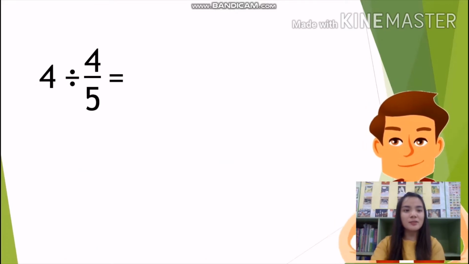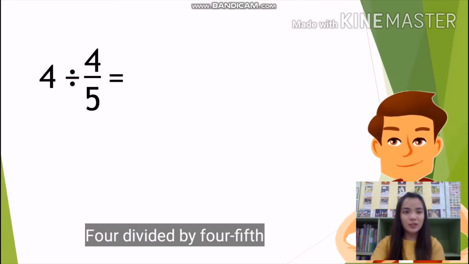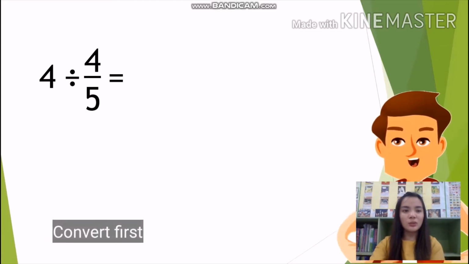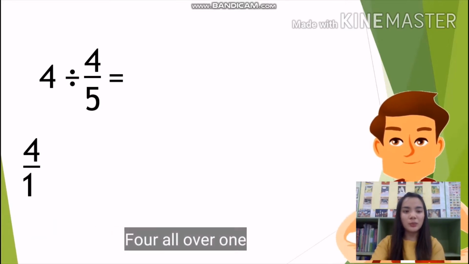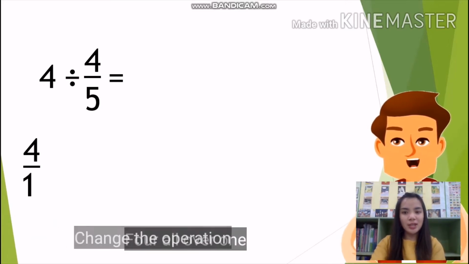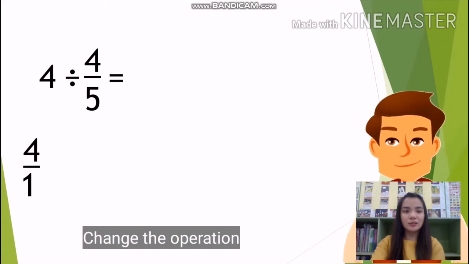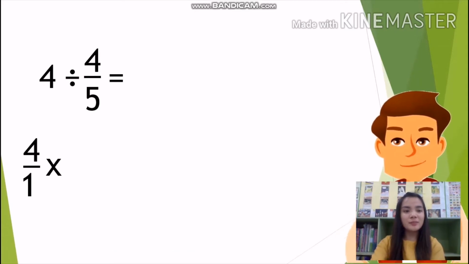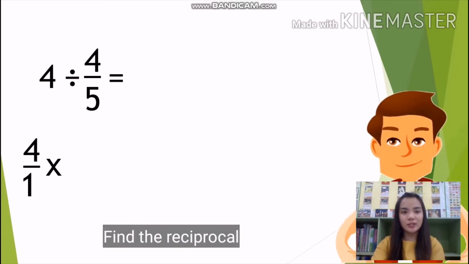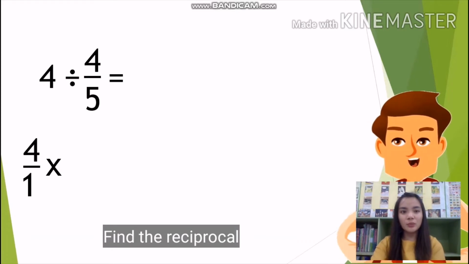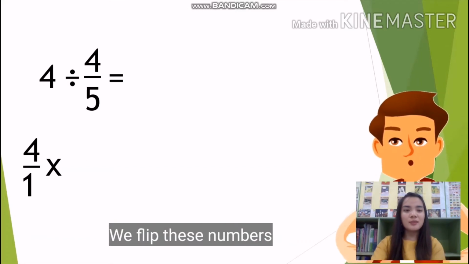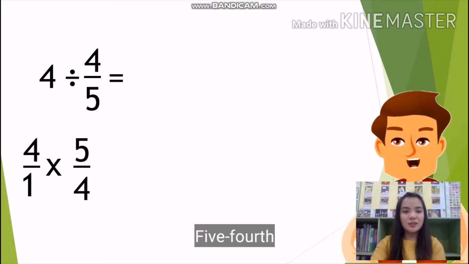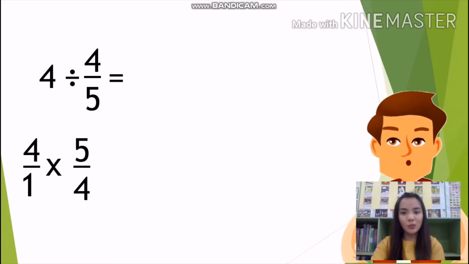Last, we have 4 divided by 4/5. So we make our whole number an improper fraction. So it is 4 all over 1. Then we change our mathematical operation. So 4/1 times, then we find the reciprocal of the second fraction. So instead of 4/5, we're going to flip these numbers. So it is 5/4. So we have 4/1 times 5/4.